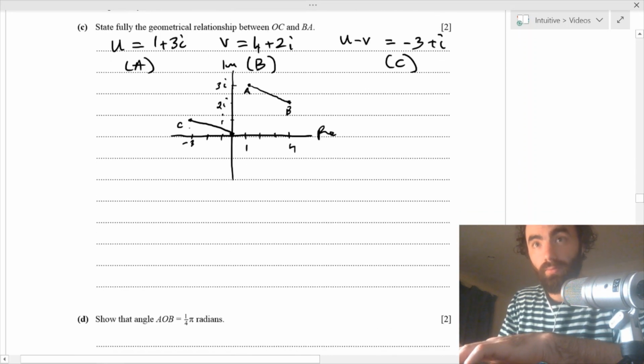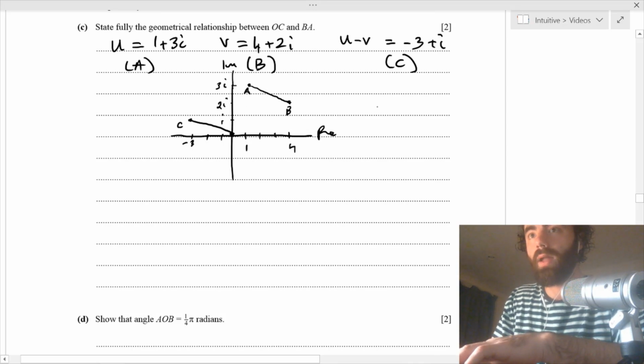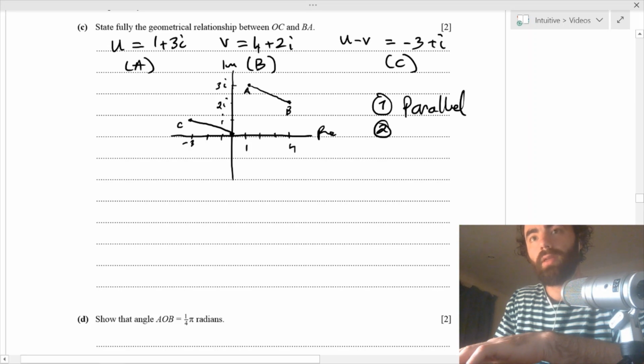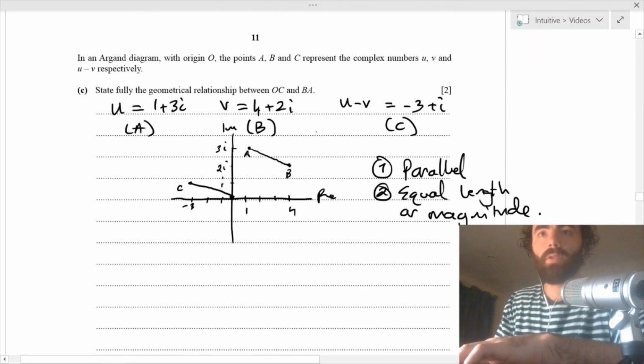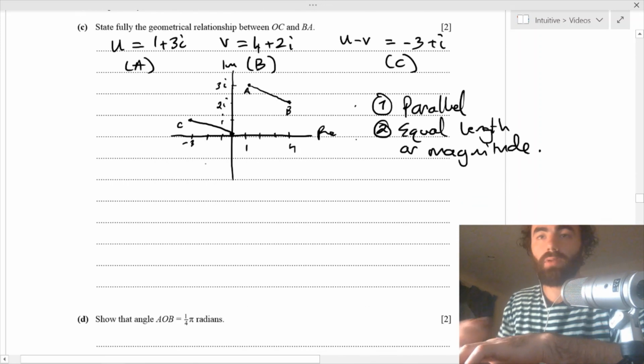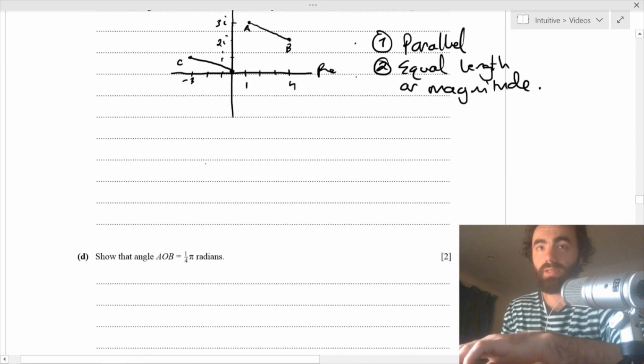Okay, so I can see from the diagram that one, they're parallel. And two, they're the same length. We're going down 1 across 3, down 1 across 3. So equal length, or magnitude, I guess you could say. Okay, and it's 2 marks, so 2. I can't see any other geometric properties between the two things.